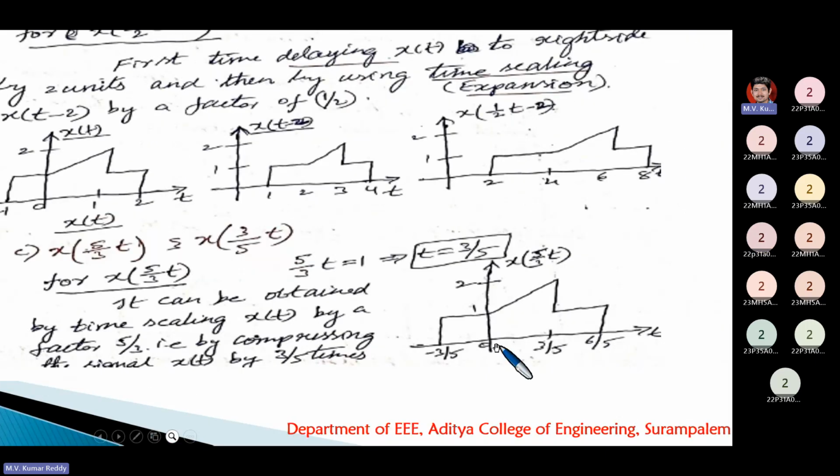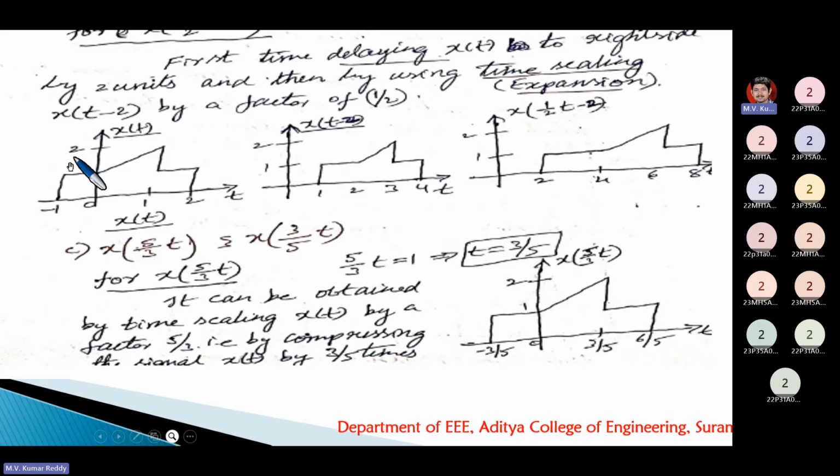So every value, this is x of t. This is the original signal. In this original signal, every value is multiplied with 3 by 5. Okay, minus 1 into 3 by 5, how much value? Minus 3 by 5. Here 3 by 5. Here 2 into 3 by 5, 6 by 5. Next, 3 by 5 into t.